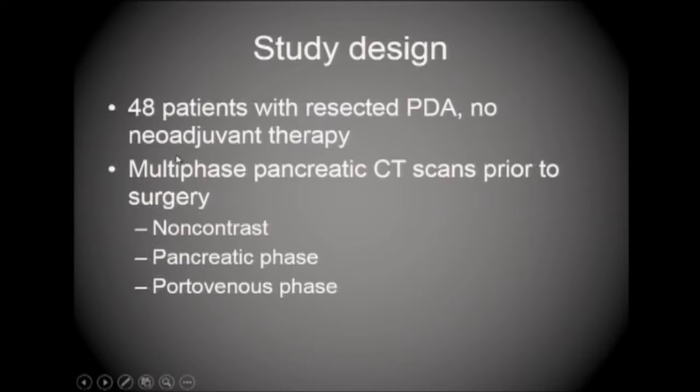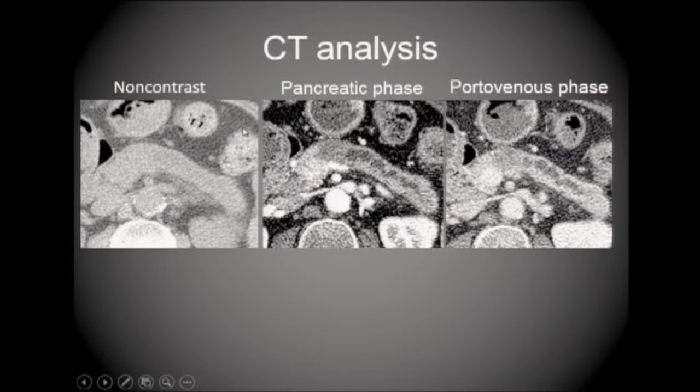So we looked at 48 patients in our center who were all resected, who did not receive adjuvant therapy as a plan, and used multiphasic pancreatic CT scans by protocol. They have 3 phases like I talked about: non-con, pancreatic phase, and portovenous. You're not supposed to know what those are. They're pictured here. Non-contrast is what it sounds like. The aorta does not have any contrast in it.